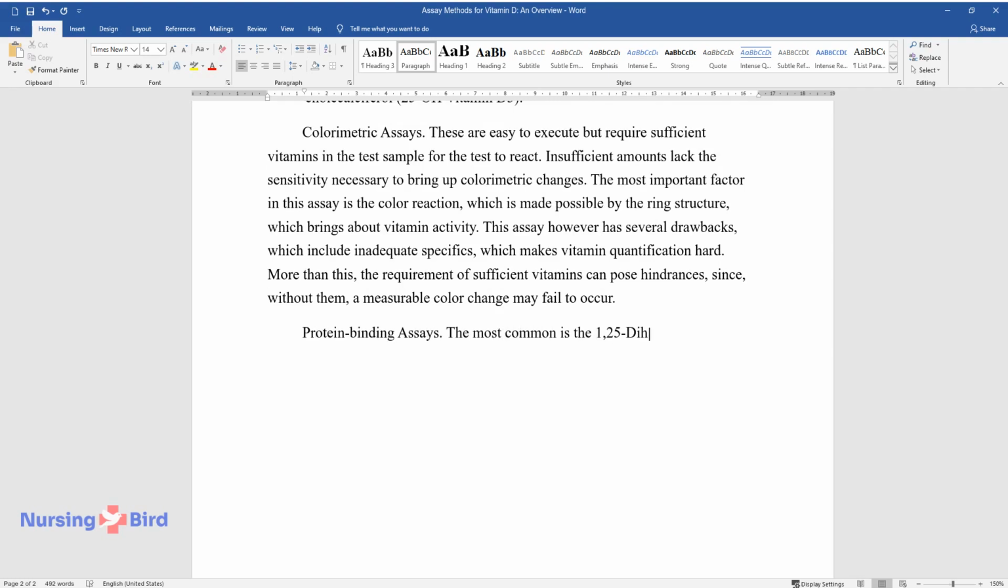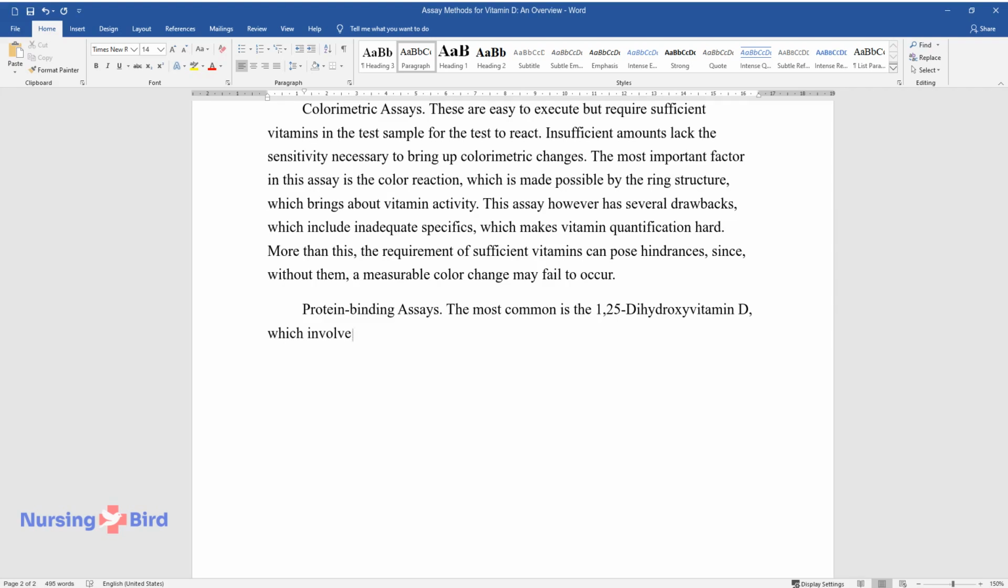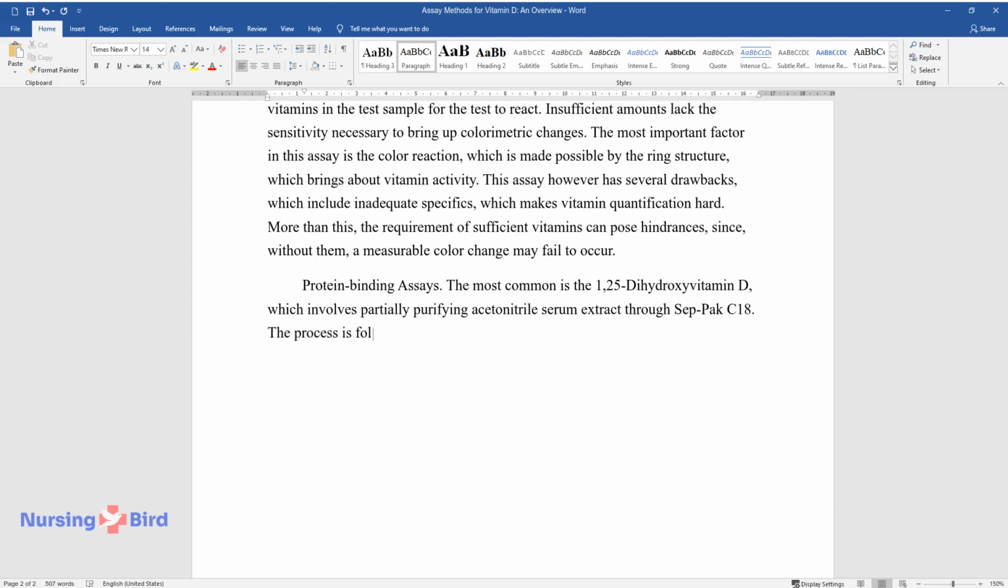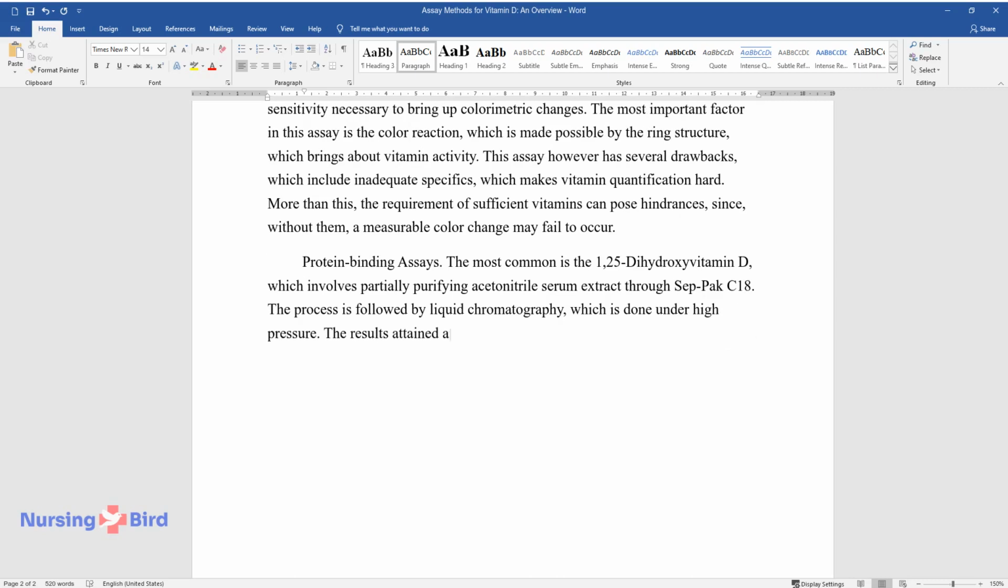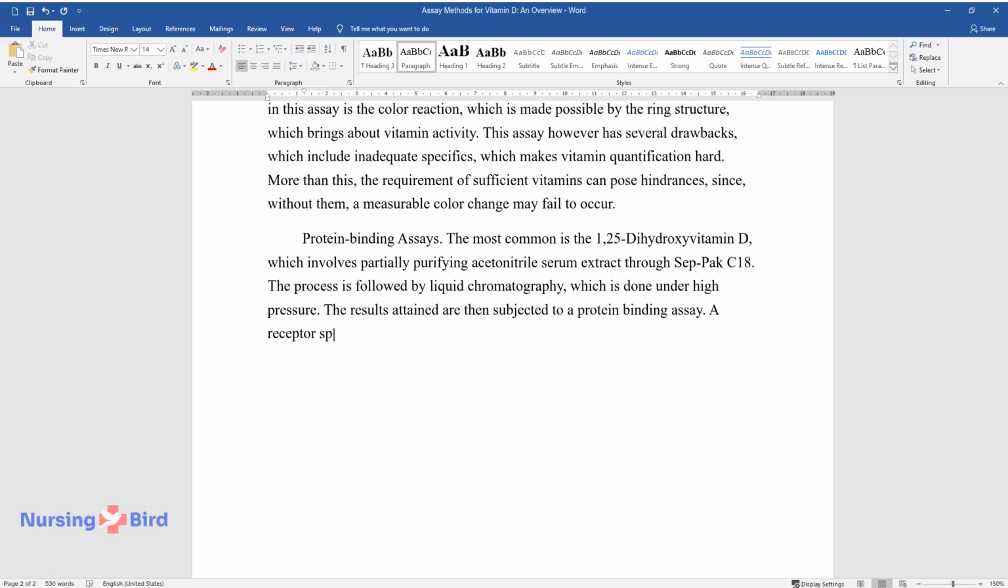Protein binding assays. The most common is the 1,25-dihydroxyvitamin D, which involves partially purifying acetonitrile serum extract through column chromatography separation. The process is followed by liquid chromatography, which is done under high pressure. The results attained are then subjected to a protein binding assay.